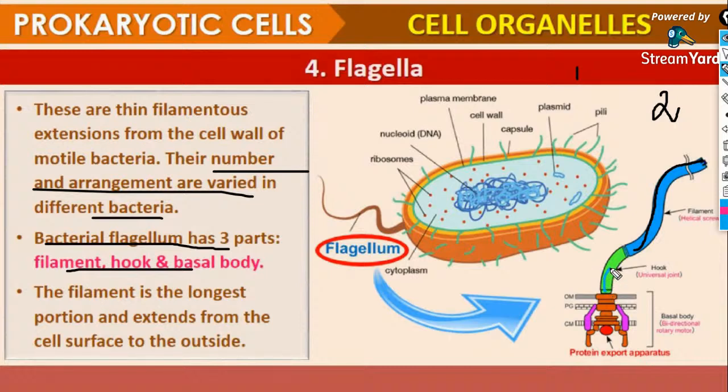This green colored portion is known as the hook, and the end portion is known as the basal body. It is the bidirectional rotatory body, the portion attached to the bacterial cell wall. That is known as the basal body.